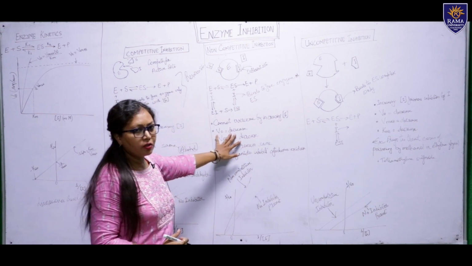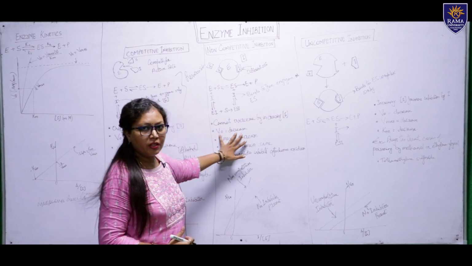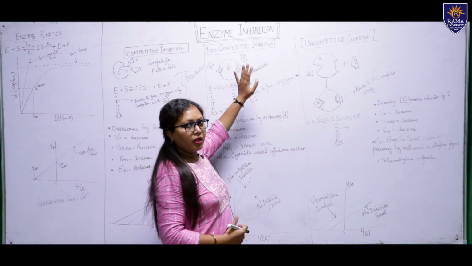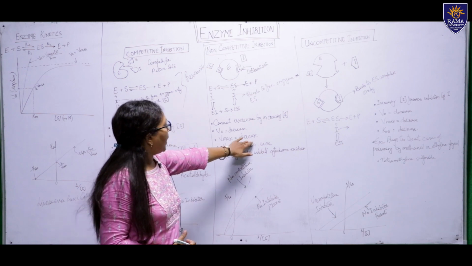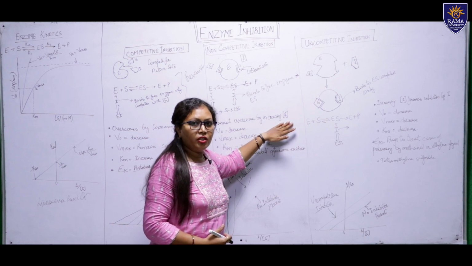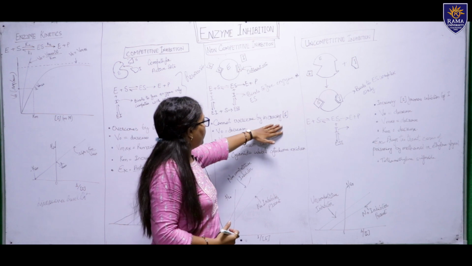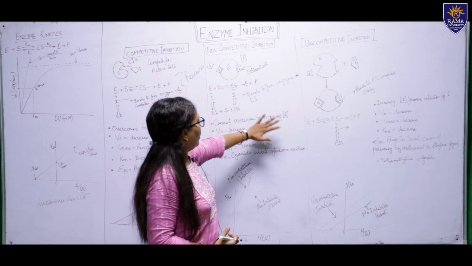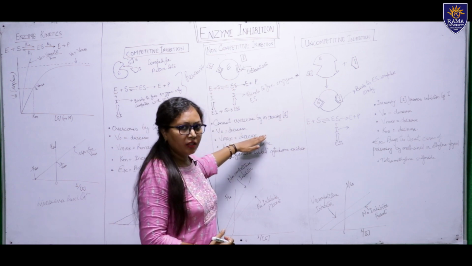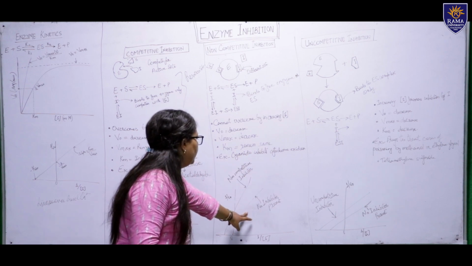So, in this case also V naught decreases, because initially the reaction is hampered by the coming of the inhibitor, and the Vmax also decreases, because while we are increasing the substrate concentration, as we did in competitive inhibition, there is no effect on the inhibitor. So, in this way Vmax is decreased and the Km remains the same in this condition.